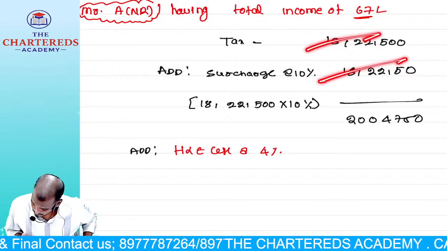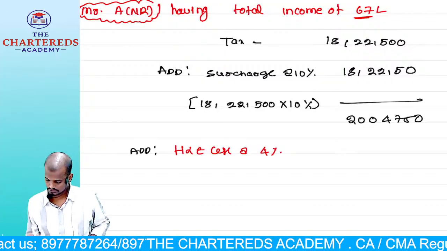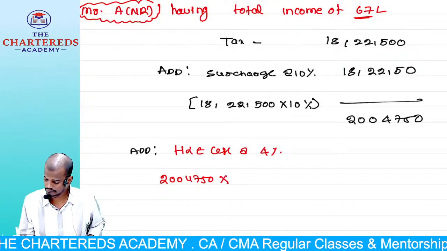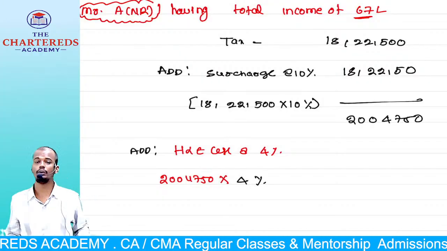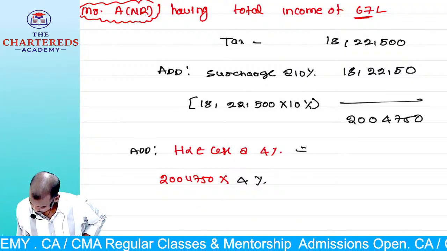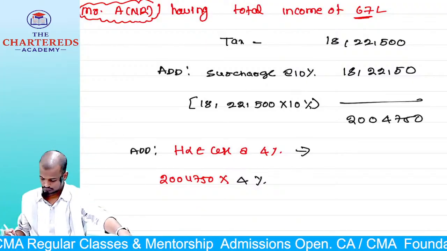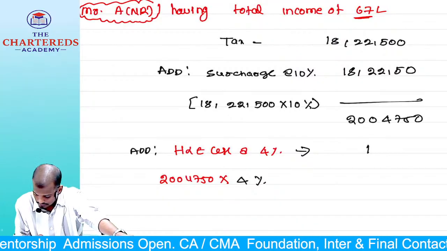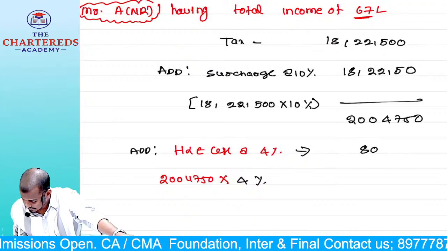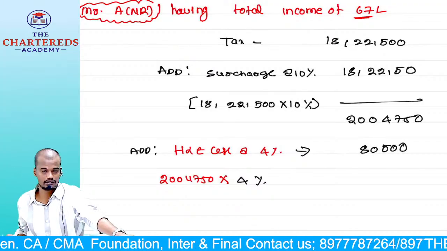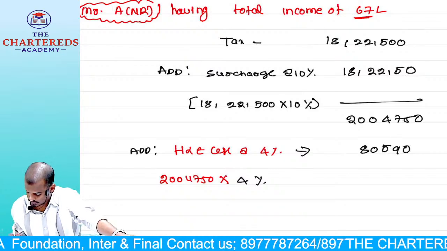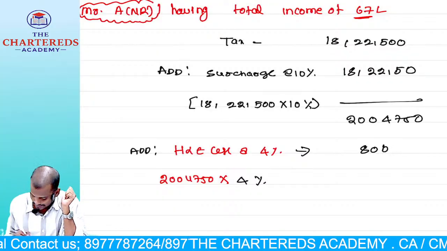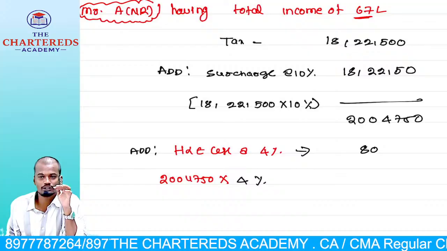On 18 lakhs, or 1,80,000, or 20 lakhs? On 20 lakhs 4,750, multiply with 4%. Any doubt? You're right, ma. Tomorrow onwards, I will bring one calculator for myself. 80,000, 190.